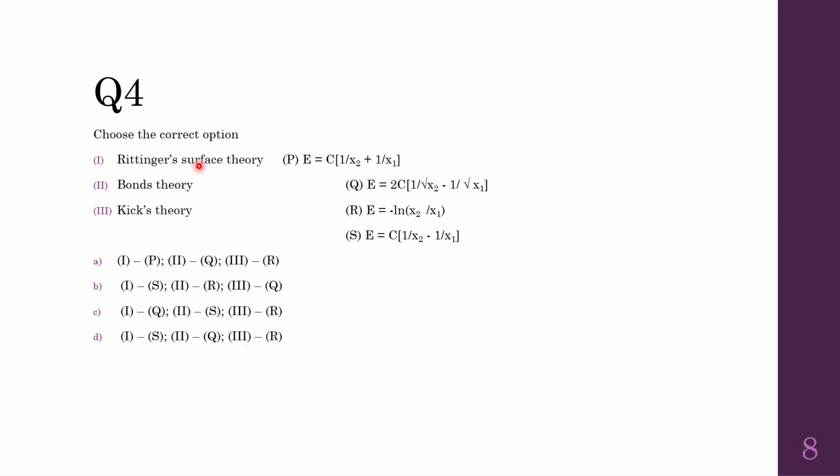So we have S, Q and R. So this is not right. This is wrong. Again this is wrong. So answer is option D. S, Q and R. So we'll go to question 5.